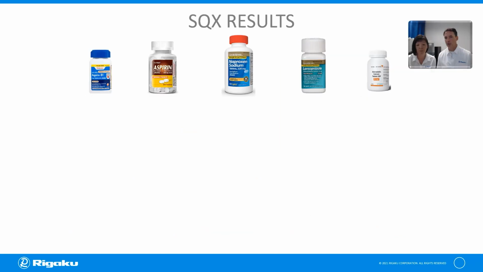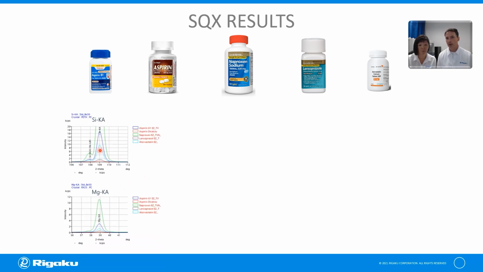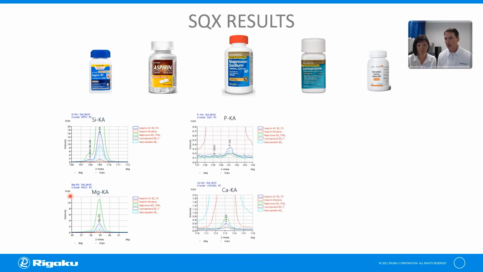So, just showing some more examples and semi-quant results looking at the various formulations. These are all the ones we looked at here: the two aspirins, naproxen sodium, lansoprazole, which actually has fluorine in the structure, so we could look at that, and then the last one, atorvastatin. You can clearly see in the case of calcium, a huge peak for the atorvastatin. You see some for that aspirin as well, because of course it's calcium phosphate, and with that one you see a huge phosphorus peak that's kind of off the charts here.